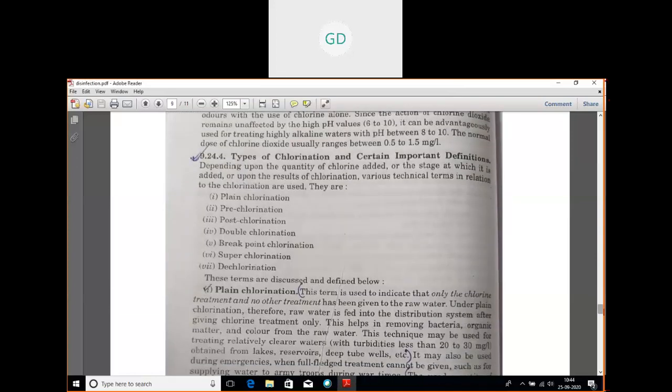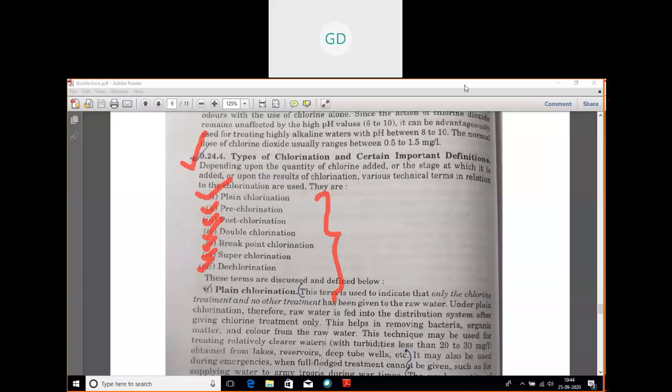Okay, so this one is important. Types of chlorination and certain important definitions. So what are the types of chlorination you see? Plain chlorination, pre-chlorination, post-chlorination, double chlorination, breakpoint chlorination, superchlorination, then dechlorination. You have to remember all the types of chlorination.